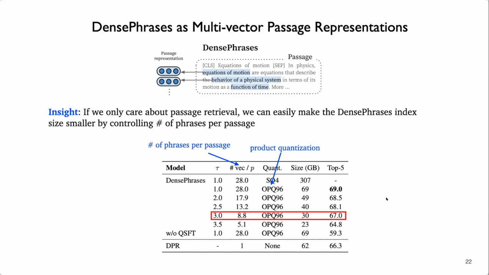So we tried a lot of experiments by filtering out some phrases in the passage. And as you can see from these results, we are able to only store, let's say, 8.8 phrases per passage. We also tried to use product quantization to make the index size smaller. And finally, we are able to achieve a phrase index of only 30 gigabytes. And this is basically half the size compared to the DPR. And still, if we only care about the passage retrieval accuracy, the accuracy is very similar, competitive, or even better than the DPR accuracy.